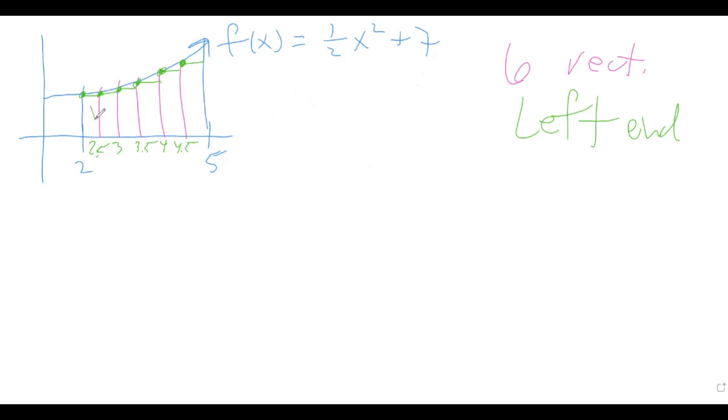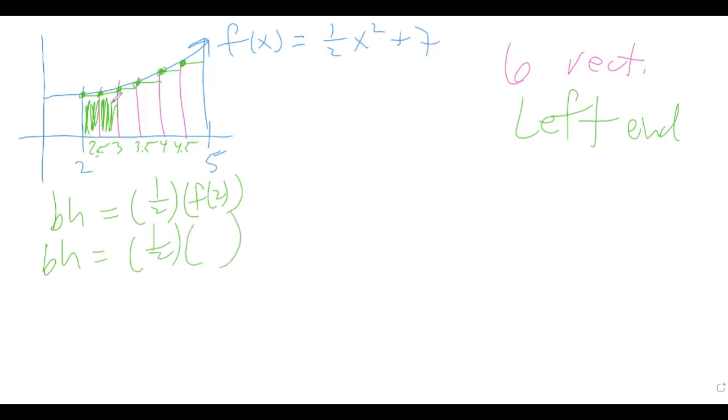So for the area of the first rectangle, let's go base times height. The base is 1/2. For the height of the first rectangle, notice it's as tall as the y coordinate of this point. So I have to take 2 and plug it into the equation to get the height, so that would be f of 2. What about the next rectangle? This one's done. The next rectangle is going to be the base, which is 1/2, and for the height, I have to go f of 2.5. And I think you see how this is going to go.